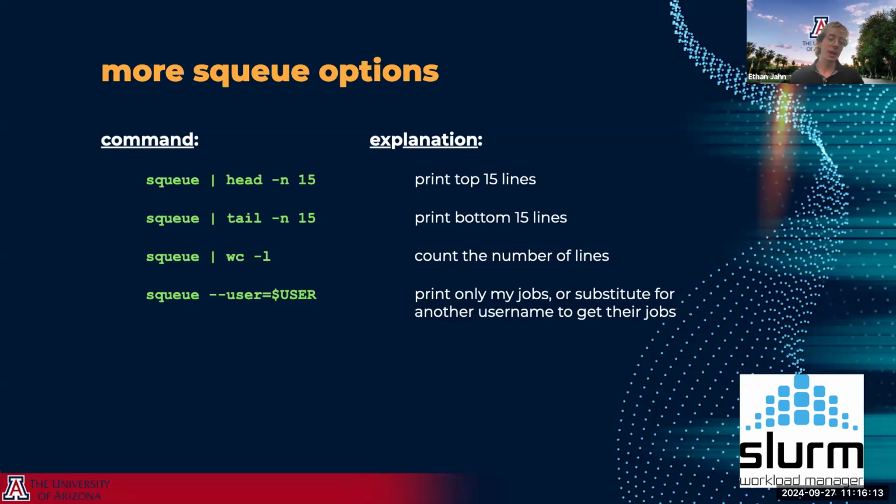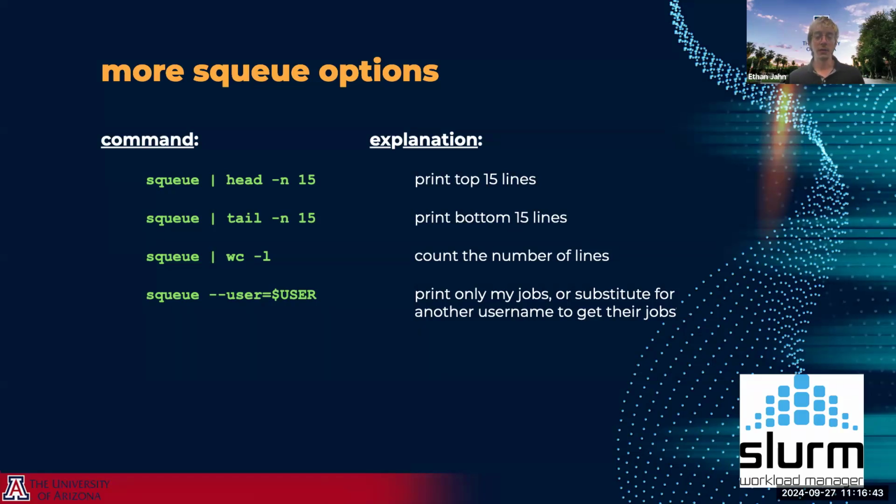And same thing with tail, but instead it prints the bottom 15 lines. So that's just a good way to filter the top and bottom of the output if that's what you want to do. If you want to just get a certain number of lines, you can pipe the output of SQ into a command called WC, which stands for word count. In this case, you're going to use the -l option to count the number of lines in the output. And that will simply tell you how many jobs are in the queue at the moment.